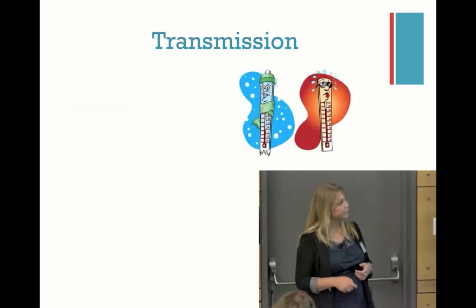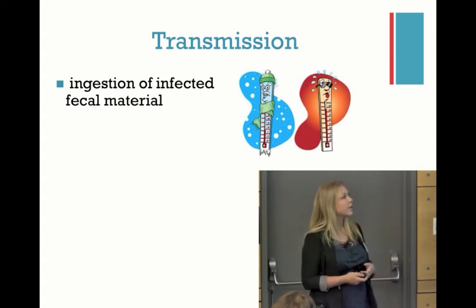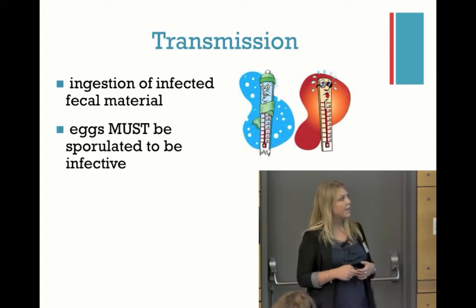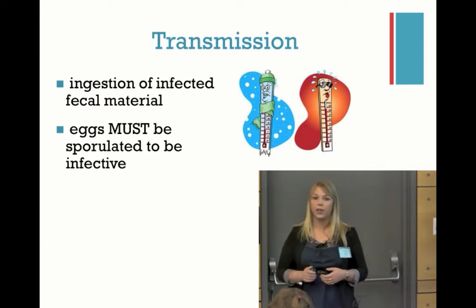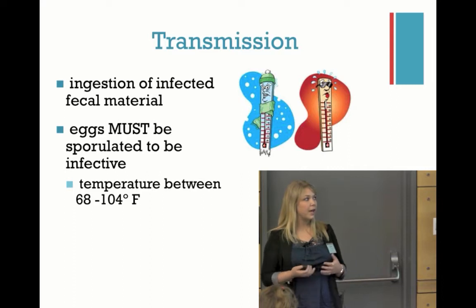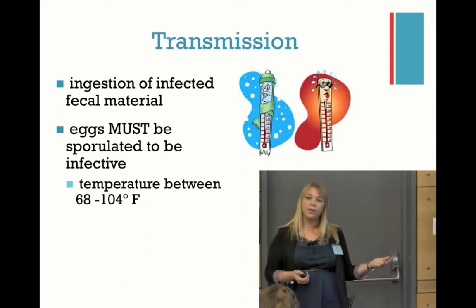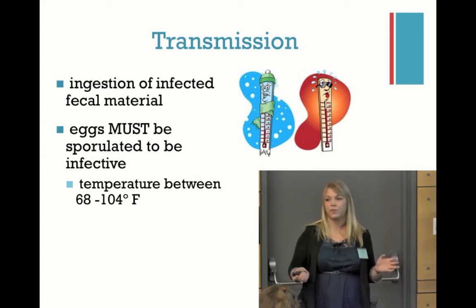So transmission. So like I said, it's transmitted by infected fecal material coming in contact with that. And the eggs must be active or sporulated to be infective. And that means that the temperatures must be between 68 and 104 degrees Fahrenheit. If they're cooler than that or warmer than that, the eggs won't survive in the environment.